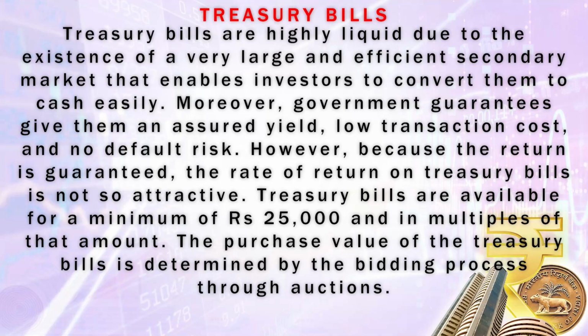The minimum amount of investment for this type of investment is about rupees 25,000 and in multiples of that amount. And the purchase value of these treasury bills is determined on the basis of the bidding process or auctions. Now, these treasury bills can be regular or ad hoc. Now, in India right now, three types of treasury bills are being implemented: 91-day treasury bills, 182-day treasury bills, and 364-day treasury bills. And in case of all the bills, the purchase price is determined by the auction method.